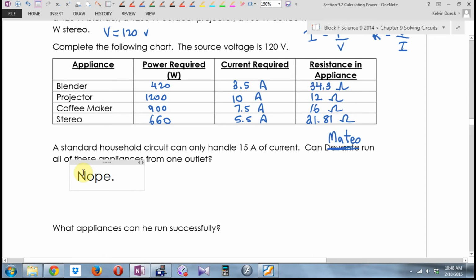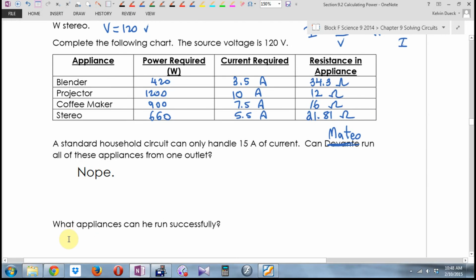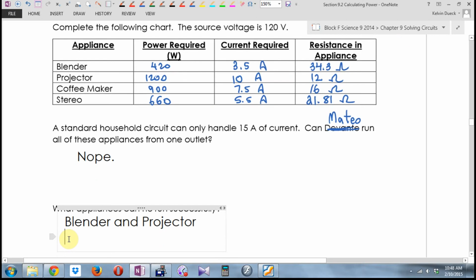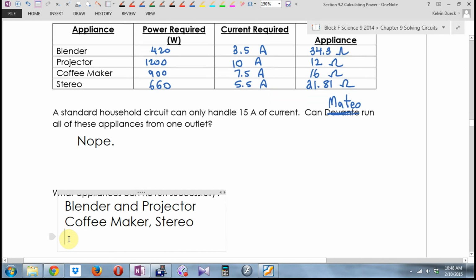So looking at what you have here, what appliances can he run successfully and still stay under the 15 amps of current? You got the projector, the blender. Okay, he can run both the blender and the projector. Will that put him over? No. Okay. What else could he run? Coffee maker and stereo. That would work. Can he run the blender, the coffee maker, and the stereo at the same time? Or will that put him over?